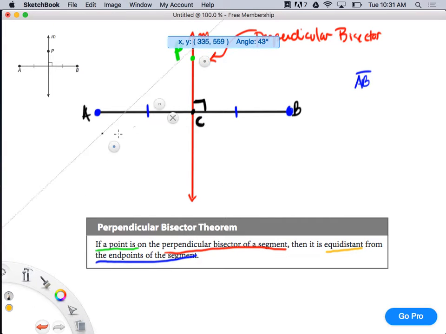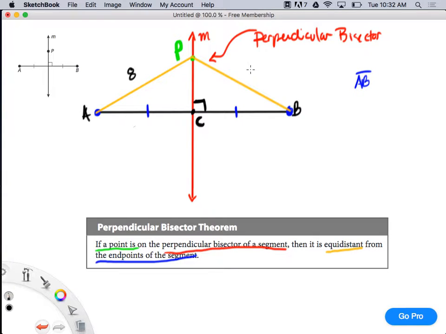So I'll draw that with these yellow lines here. So that yellow line, that distance, is equal to this distance here. Does that make sense to you guys? So they're equally distant. So if a point is on the perpendicular bisector of a segment, then it is equidistant from the endpoints of the segment. Simple as that. Okay? So what does that mean? If this is 8, what's this? 8. Simple as that. So there's two line segments that are congruent. Any questions about that? Okay.